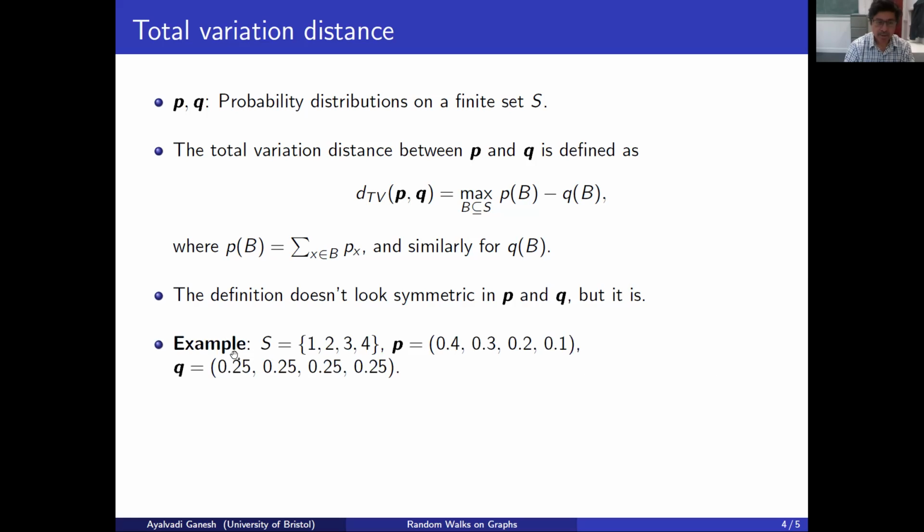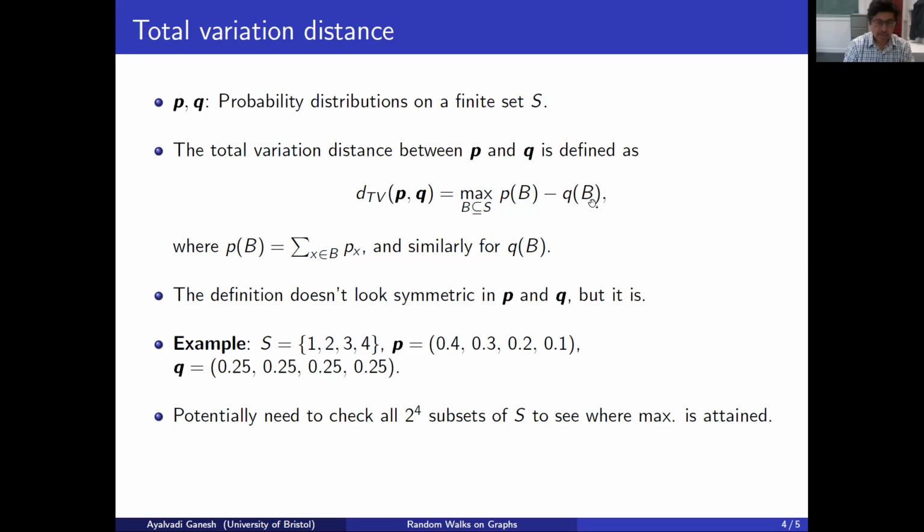Okay, so here's a concrete example. Let's take this 4-element set. P is the probability distribution which assigns probability 0.4 to 1, 0.3 to 2, 0.2 to 3 and 0.1 to 4, whereas Q is the uniform distribution on all 4 possibilities. So here are two probability distributions on this finite set, and what's the total variation distance between them?